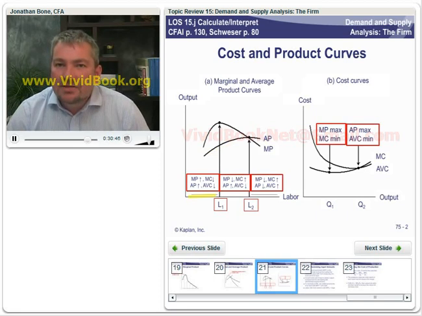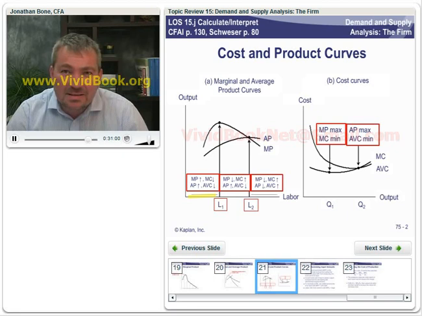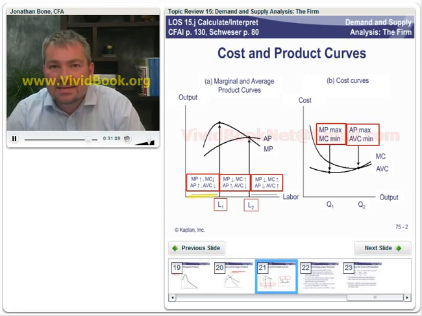Okay, now that is true. Notice as well, when we turn our attention to the cost curves, that in the same scenario, when marginal product is maximized, marginal cost, the cost of producing one extra unit, is minimized. So again, the key point is this point here, which is linked to minimizing the marginal cost here.